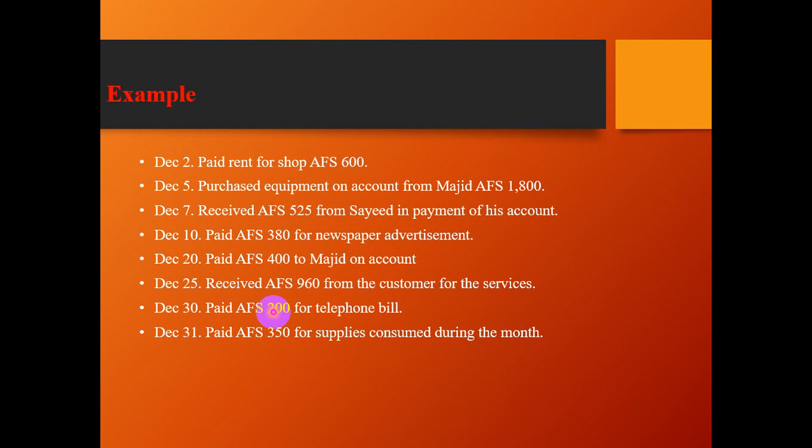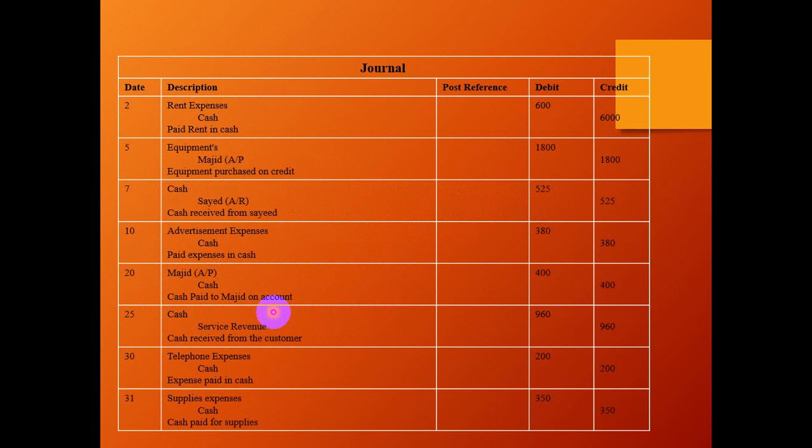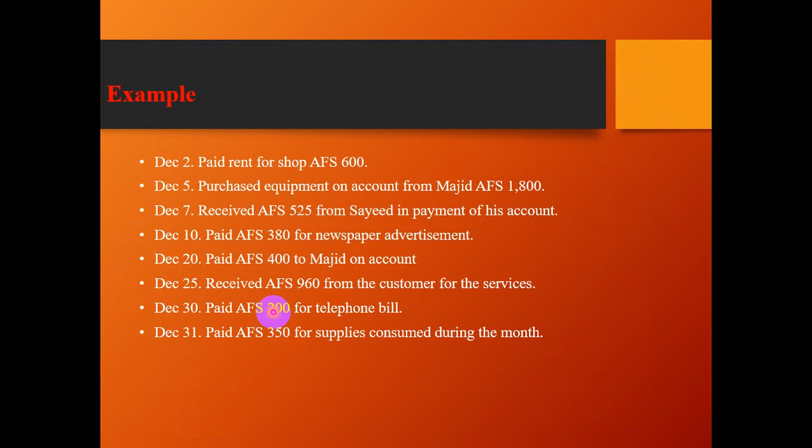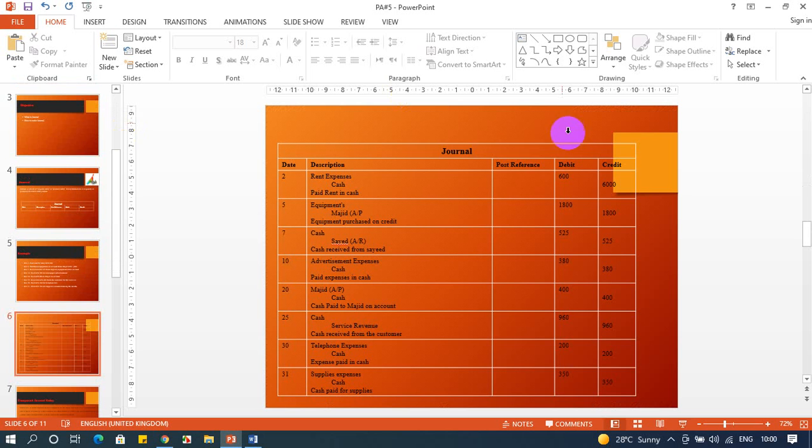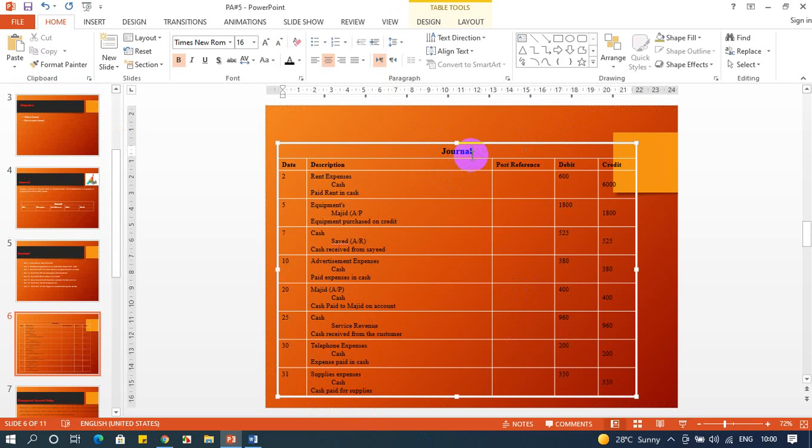Suppose this example is given: December 2, paid rent for shop, 600. What we have to do is keep the record. So we write on the format: journal, date, particulars, post reference, and debit and credit columns. We are paying rent on December 2, so in the first column we write the month, December, and the 2 is the date.